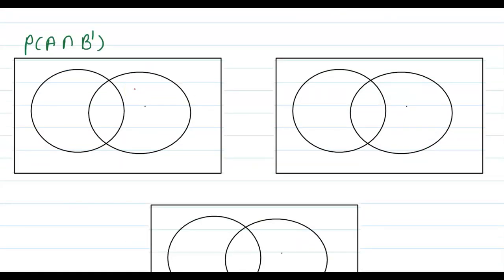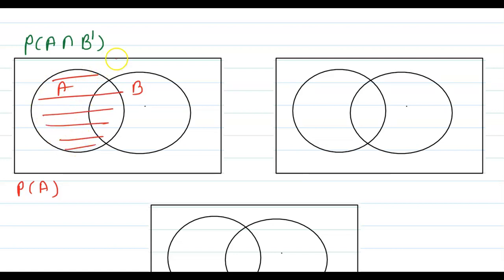Okay, now let's go for another one. Our next example is probability of A intersection B complement. Let's do it one by one. If this is A and this is B, I'm going to show you what will be A only. Just shade A. A only, just shade A.